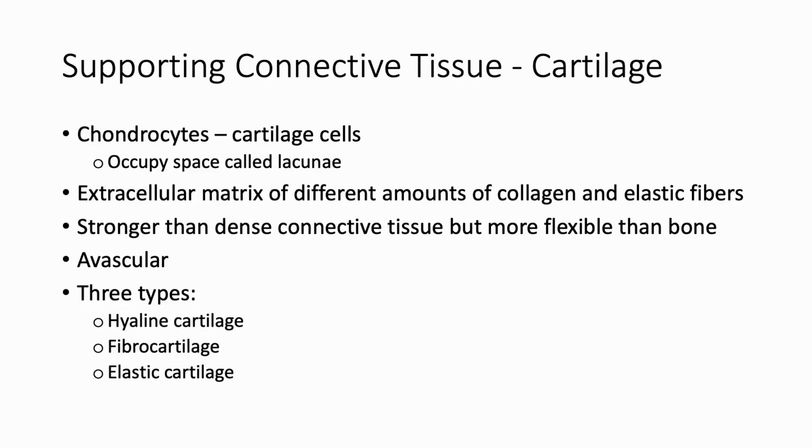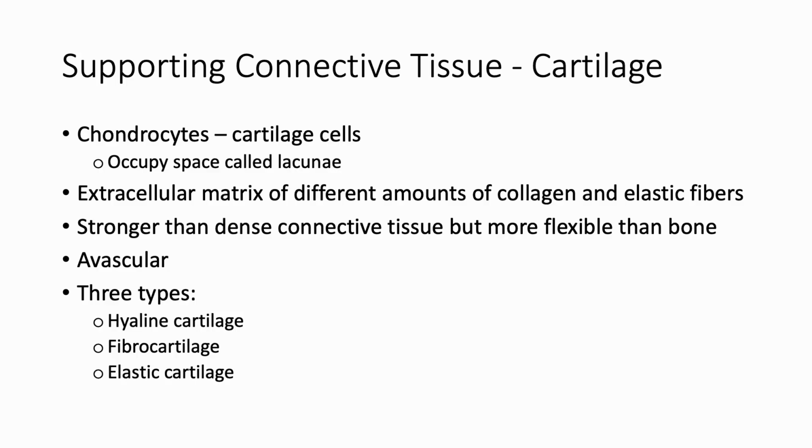Just like with our other connective tissue, we have extracellular matrix, and we're going to have the presence of different protein fibers in different amounts. So we're going to see collagen fibers and elastic fibers. Now, the cartilage tissue is going to be stronger than the last category we looked at, which was the dense connective, but it's going to be more flexible than our bone tissue.